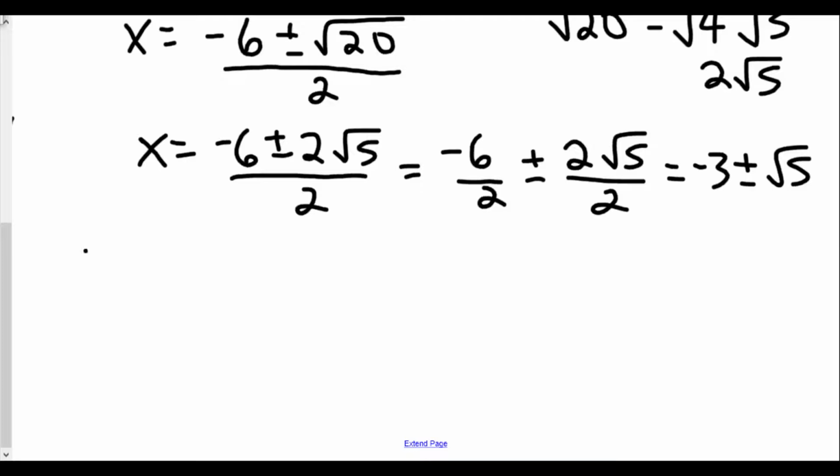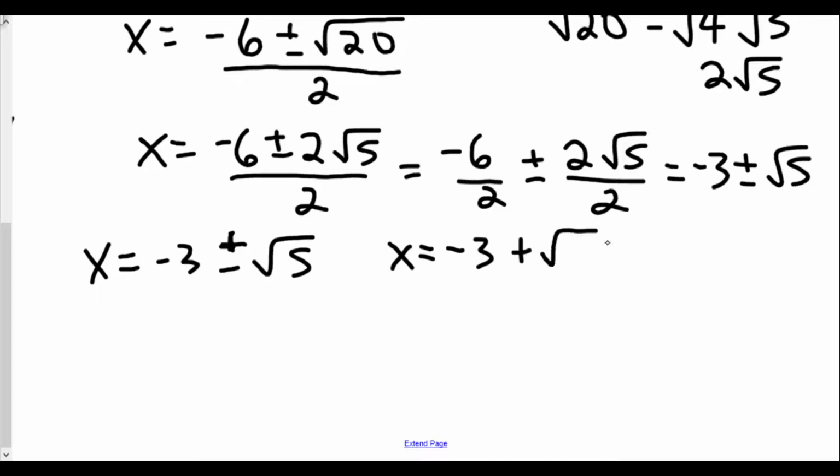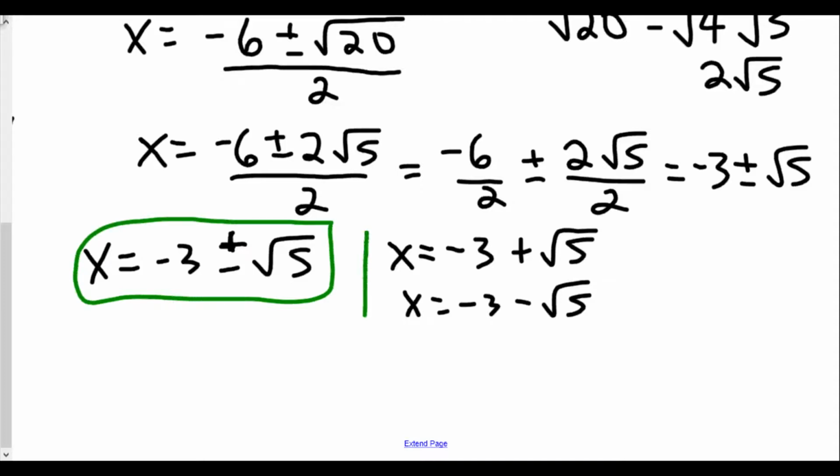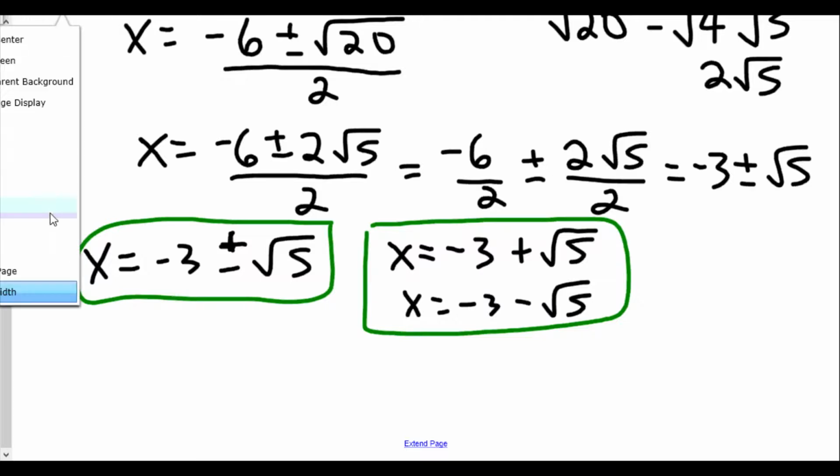So this means x is equal to negative 3 plus or minus the square root of 5, which really means the following. x equals negative 3 plus square root of 5, x equals negative 3 minus square root of 5. So your answer can be written in this form or this form. Okay, and I'll make this full page so you can see everything here.